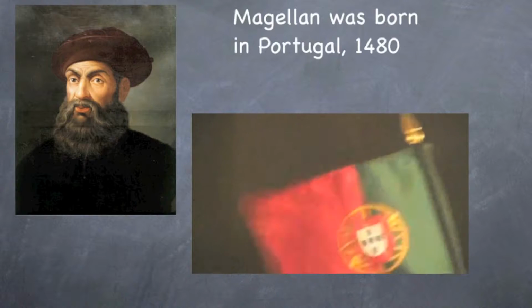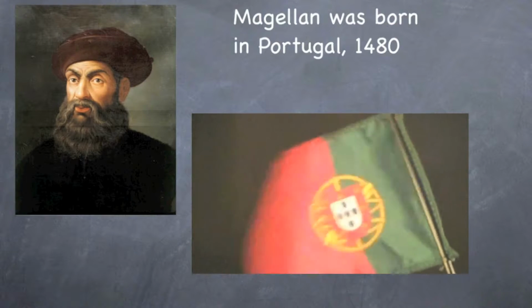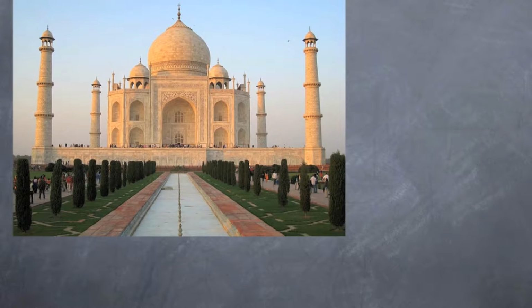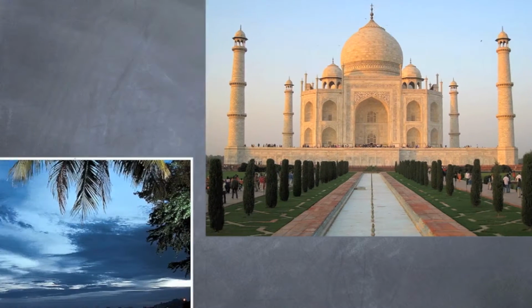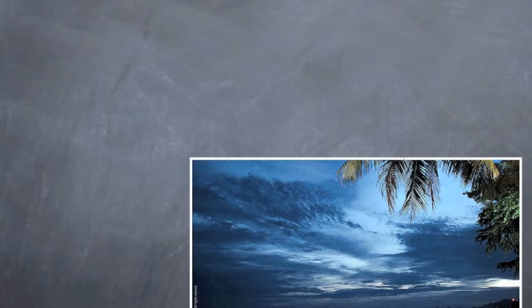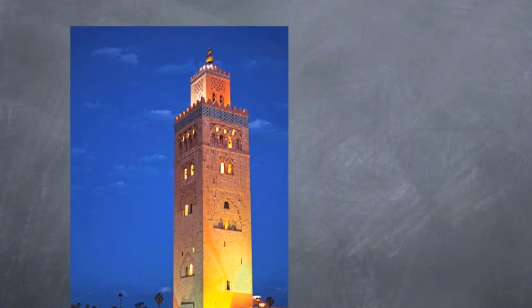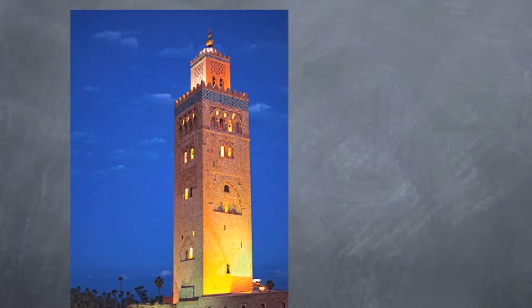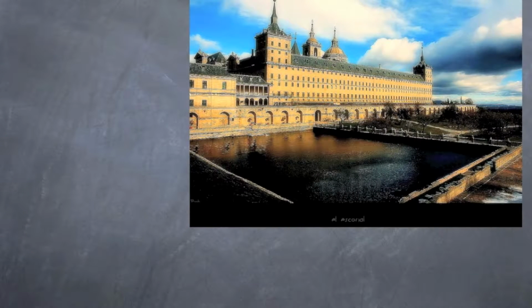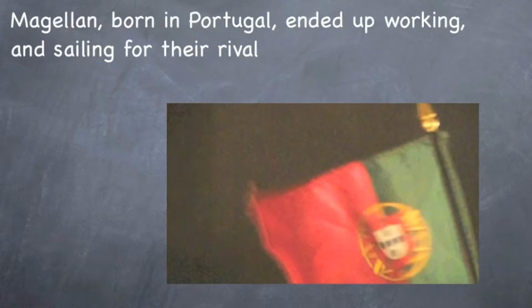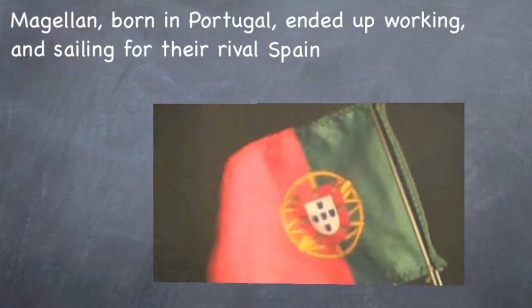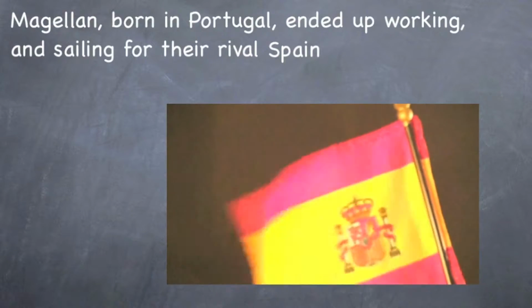Well, Ferdinand Magellan was born in Portugal in 1480. His parents died at a young age, and he worked for the Queen for a while. For a time he worked in India, under Alphonse Albuquerque. Later he moved to Malacca, but left on difficult terms. While he was in Morocco, he was accused of illegally trading with the Moors, so that took him to Spain, which at the time was Portugal's enemy. That's when Magellan, the Portuguese, ended up working and sailing for his rival Spain.